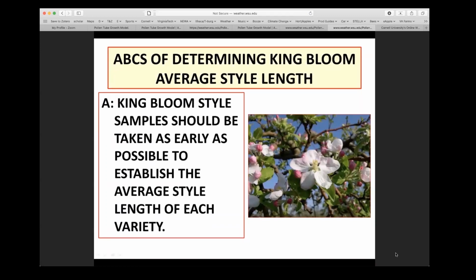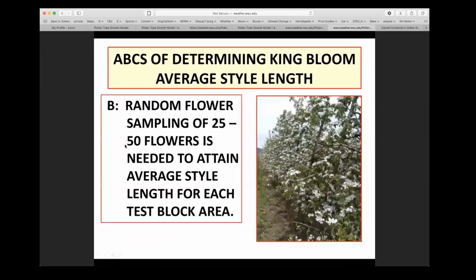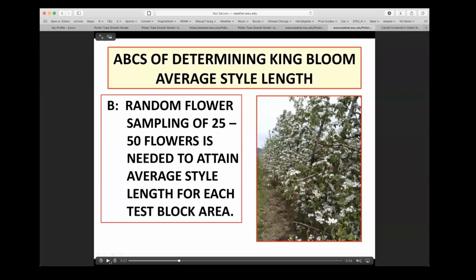I'll just show a couple of these slides here. King Bloom style samples should be taken as early as possible to establish the average style length. So you are going to be taking those measurements as soon as the first King Blooms open. That should typically give you between 2 and 5 days before you put on your application of your first thinning spray. There is enough variability among varieties, and even within one variety from one year to the next, that we recommend measuring this again every single year on every single variety that you want to use the pollen tube growth model on.